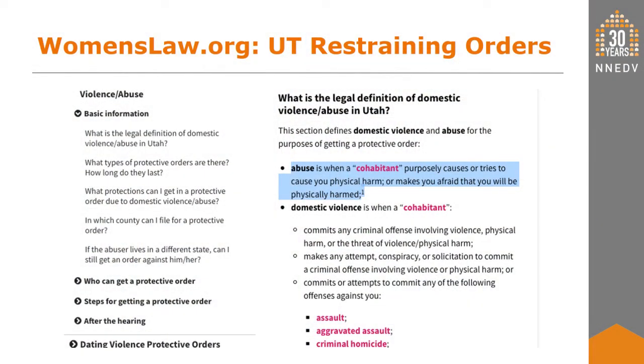And so we, again, took a look at the statute in Utah, and their definition of domestic violence includes causes or tries to cause you physical harm or makes you afraid that you will be physically harmed. When you're throwing an item at somebody, whether it's a stone or a pen or who knows what it is, that's potential for being physically harmed. It's an action that might cause or try to cause you physical harm, or at least makes you afraid that you'll be physically harmed. So in that instance, the person may be able to file for a protection order.